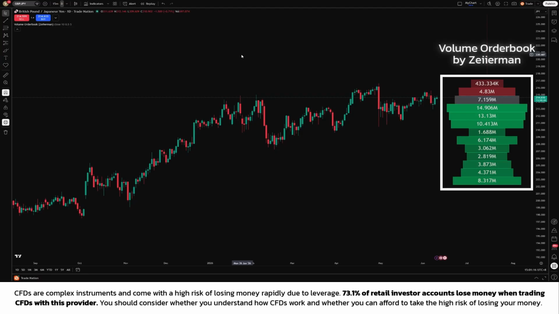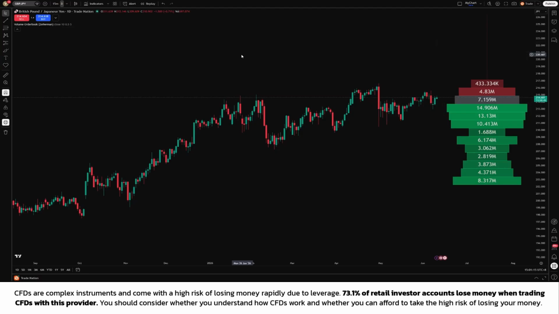Zeiierman's Volume Orderbook is designed to make historical volume distribution easier to read by displaying traded volume at different price levels in a format that resembles an order book. It is important to understand the distinction from the start. This is not a live bid and ask order book. It does not show current resting orders. Instead, it builds a historical volume map showing where trading activity has taken place across the available chart data.